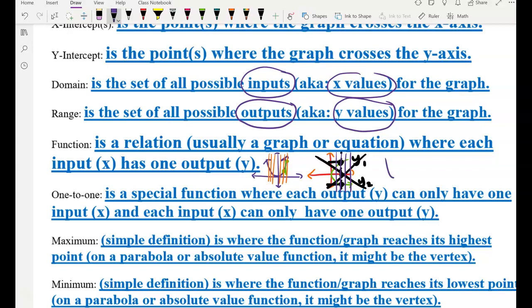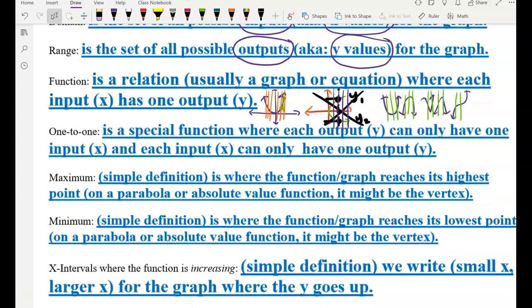So a function would be a parabola. It can be upside down or right side up, a V-shaped graph, so that's an absolute value graph, and even a cubic graph, like this. Anything that, if we were to make a vertical line test, would only cross over one time. So any vertical line test that we graph can only intersect it one time.